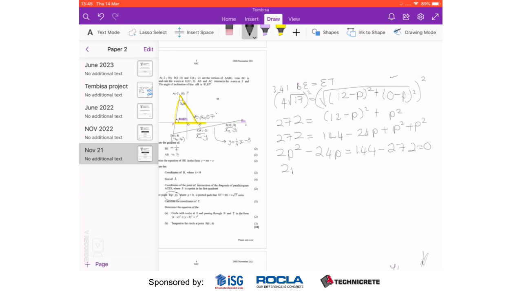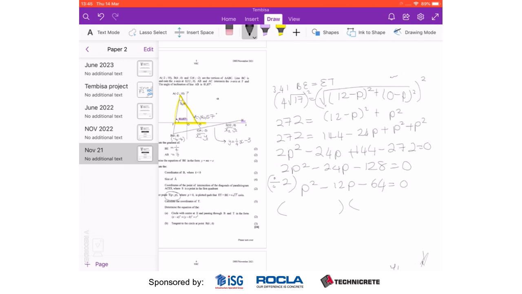So 2p squared minus 24p, oh sorry, that was meant to be a minus here, minus positive 144 minus 272. So we need to put that in our calculators. 144 minus 272 gives me negative 128 is equal to 0. Now as you can see, I can divide every item by 2 to simplify. So I'm going to be left with p squared minus 12p minus 64 is equal to 0.